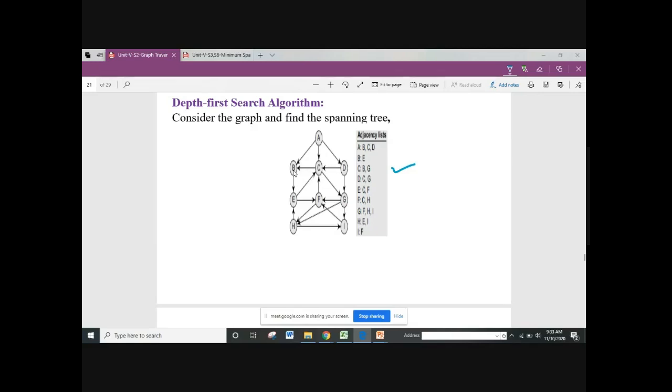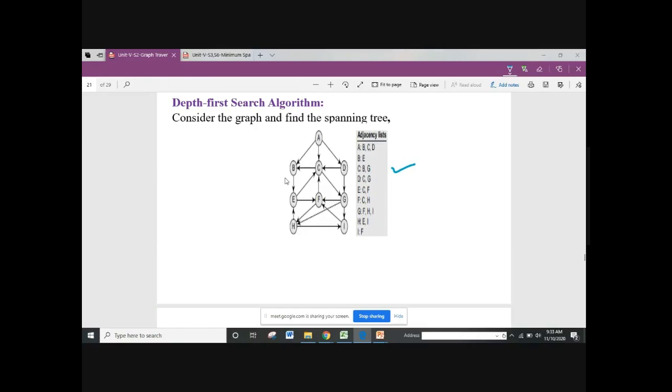Sarat Sai. Yes, ma'am. What is the adjacency list for B? Only E. Why are you telling it is only E? Because the only outward arrow from B is to E. Yes, okay, good.